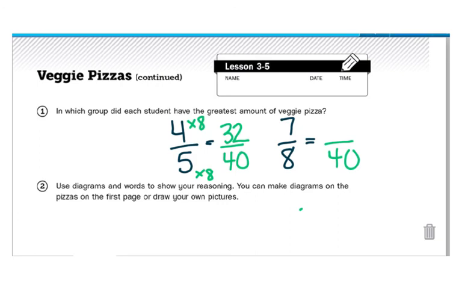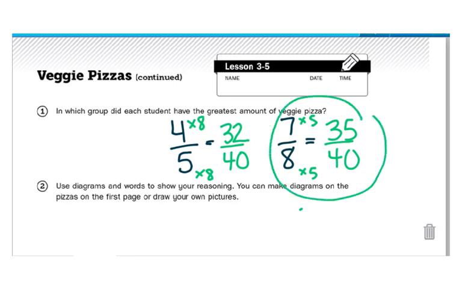Now watch what I do to 7/8. 8 times 5 is 40. So if I multiply the denominator or the bottom number by 5, I'm going to multiply the top number by 5. 7 times 5 is 35. Which one is larger? 7/8, or what is equivalent to 35/40.